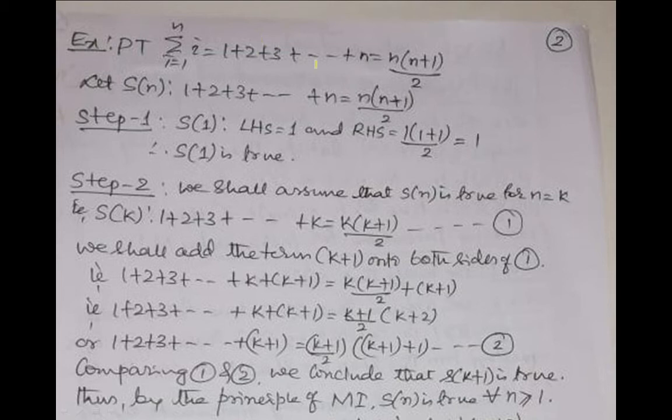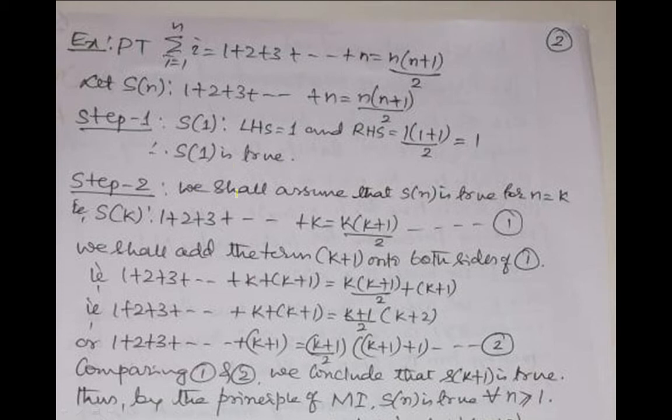Similarly, come to the next theorem in the series: 1 plus 2 plus 3, the sum of all natural numbers, which is n into n plus 1 divided by 2. You might already know this. The same procedure we are applying here. LHS equals 1 because n is equal to 1. RHS equals 1 into 1 plus 1 divided by 2, again 1. Therefore, LHS is RHS. Therefore, S of 1 is true.